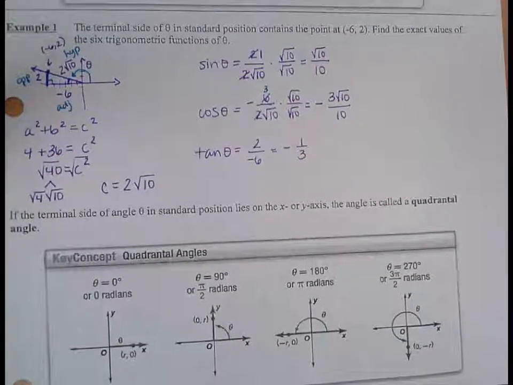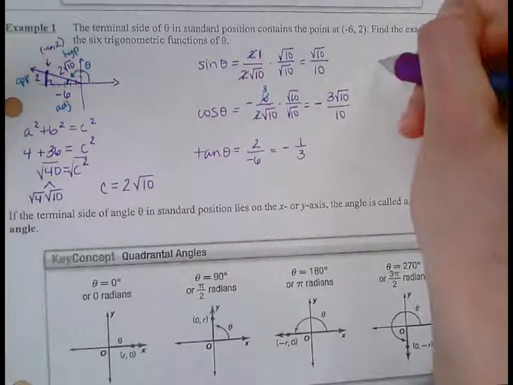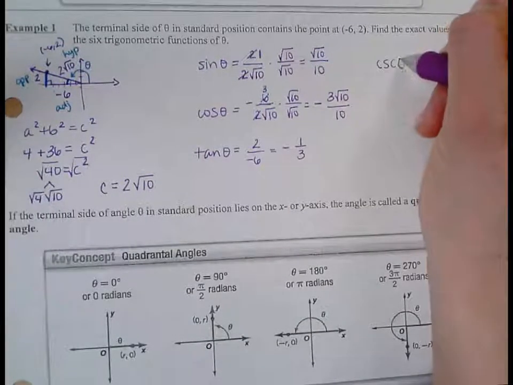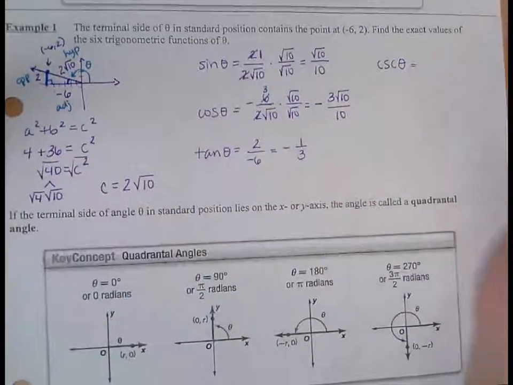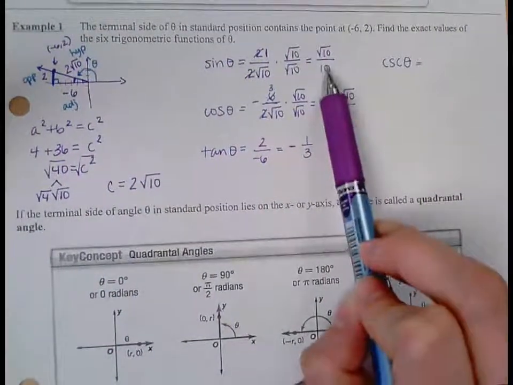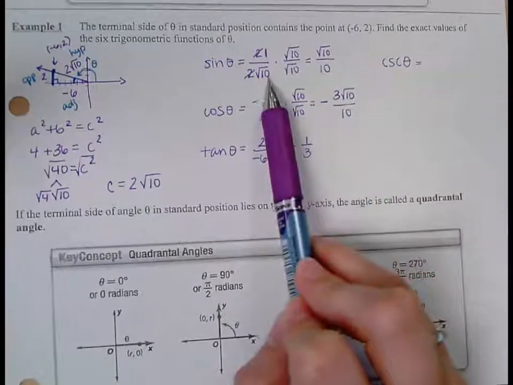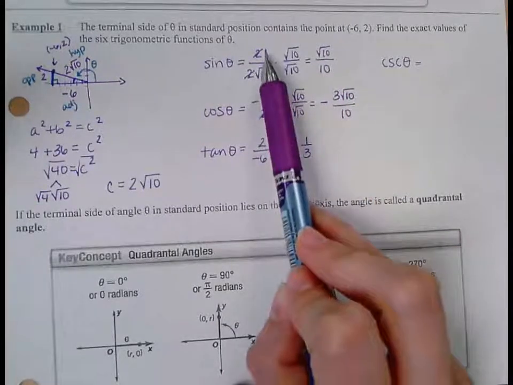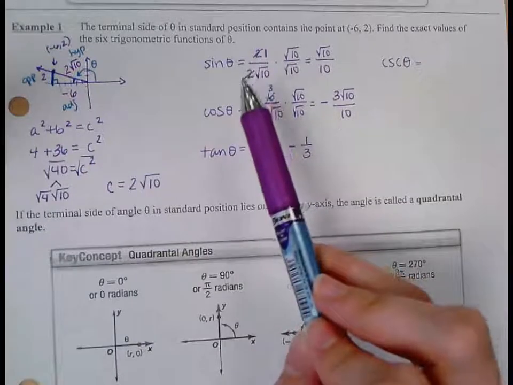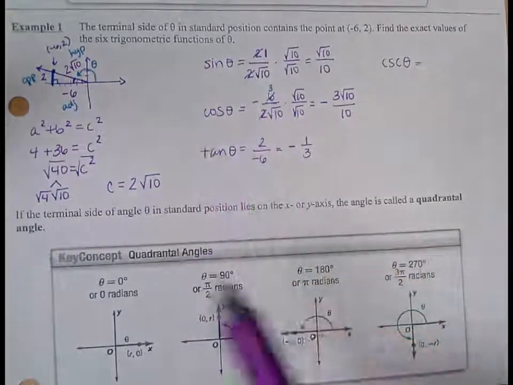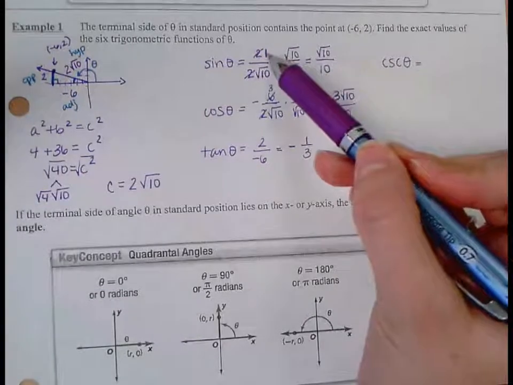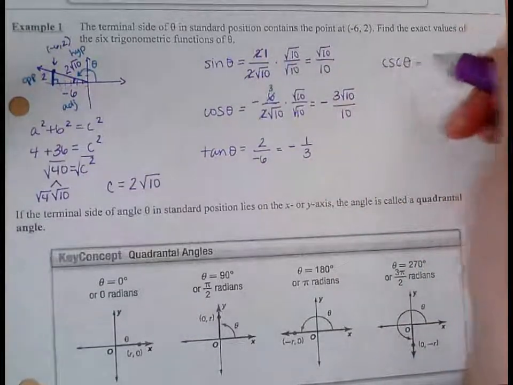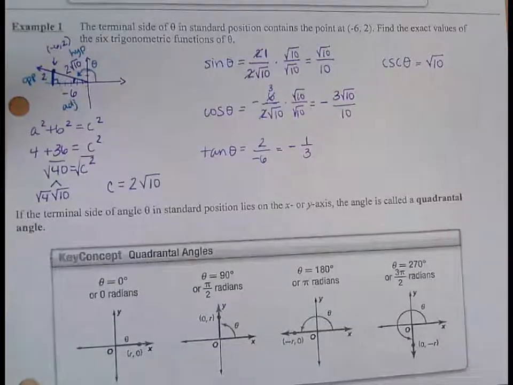Okay, and then I just have to find the reciprocals. So cosecant of theta is the reciprocal of sine. And I would want to go back to before I rationalize the denominator, when I had 1 over the square root of 10, and take the reciprocal of that. That way I don't have to rationalize the denominator again. So if I take the reciprocal of 1 over square root of 10, cosecant of theta is just the square root of 10. It'd be the square root of 10 over 1, so square root of 10.